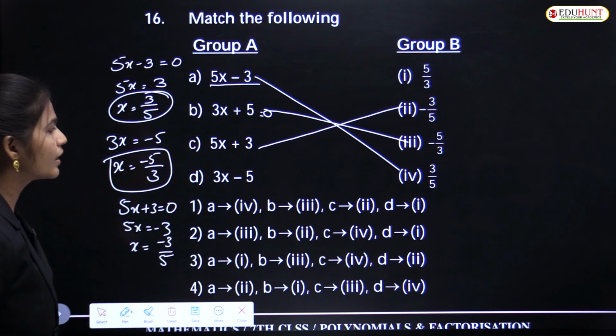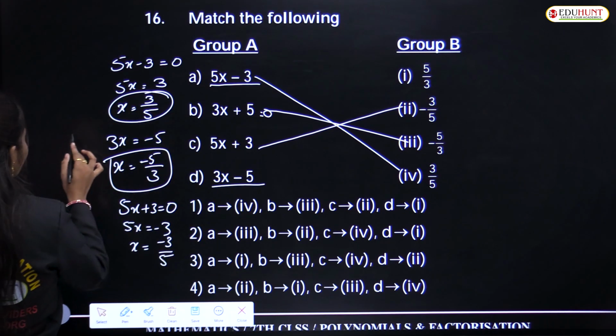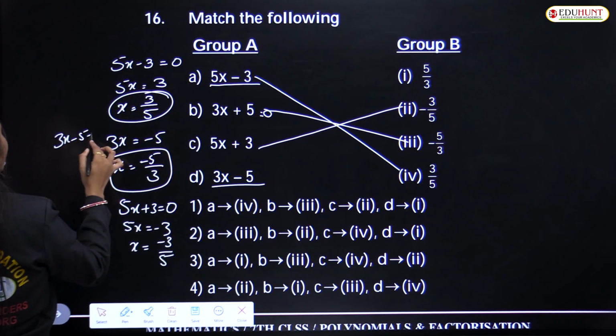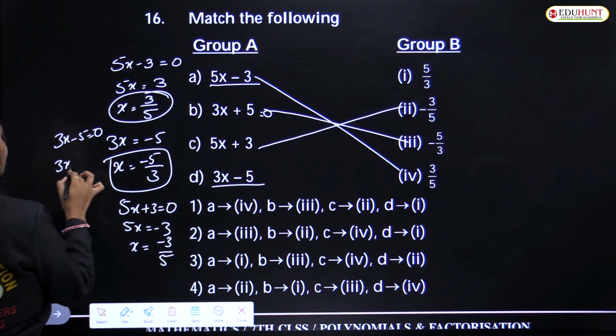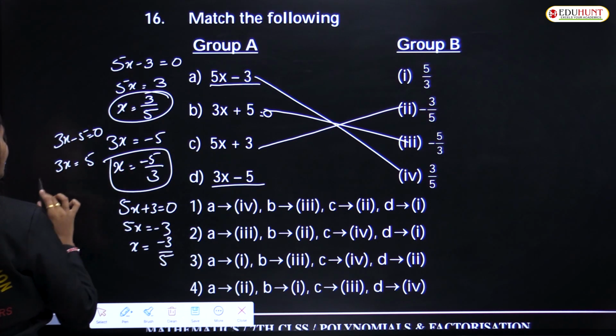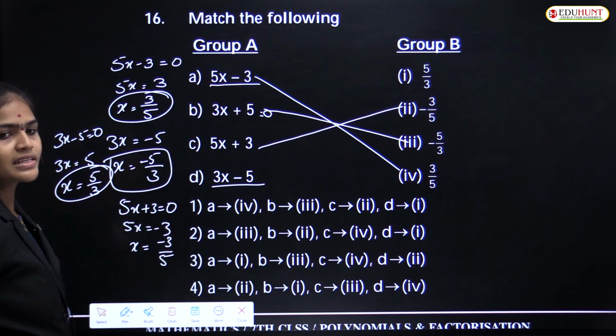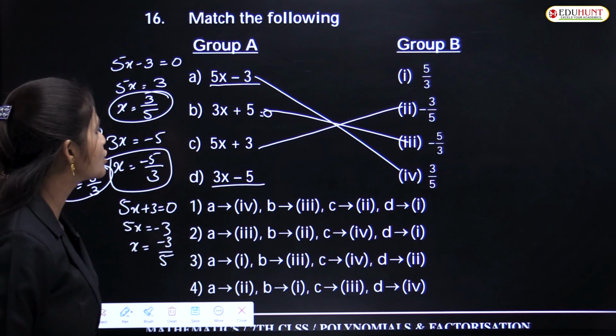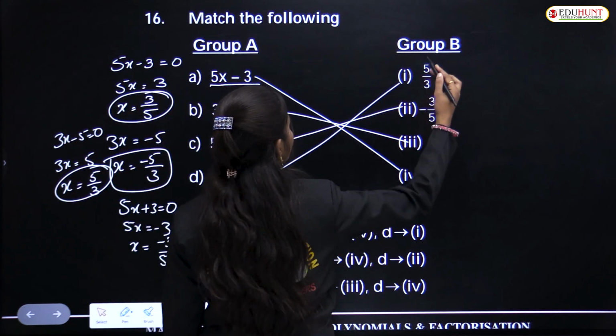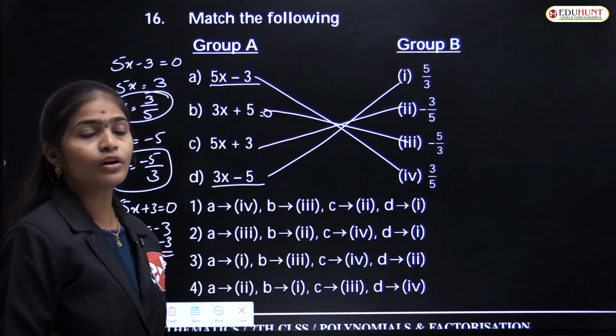That is option 2. And the last one, 3x minus 5 is equal to 0. So 3x is equal to minus 5, becoming plus 5. So x is equal to 5 by 3. So what is the value of x here? x is equal to 5 by 3. So children, now we got all the zeros.